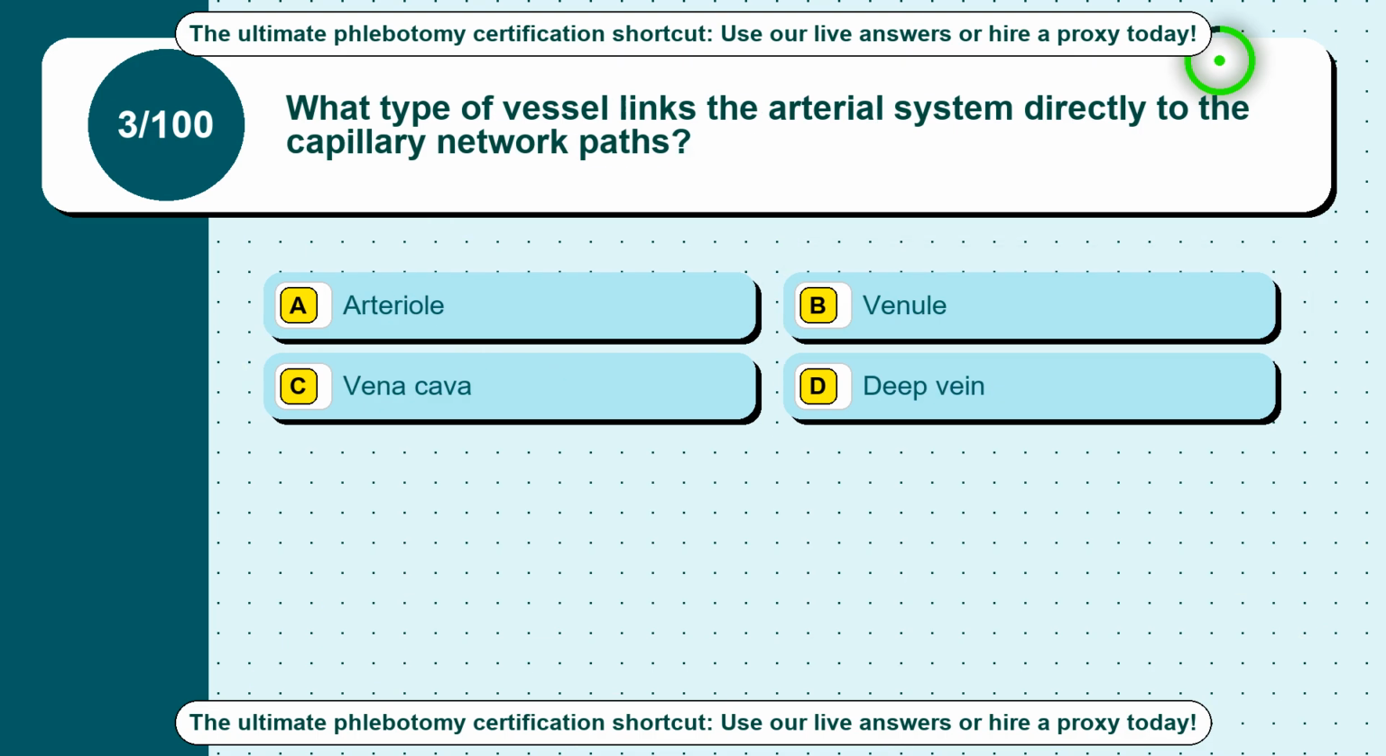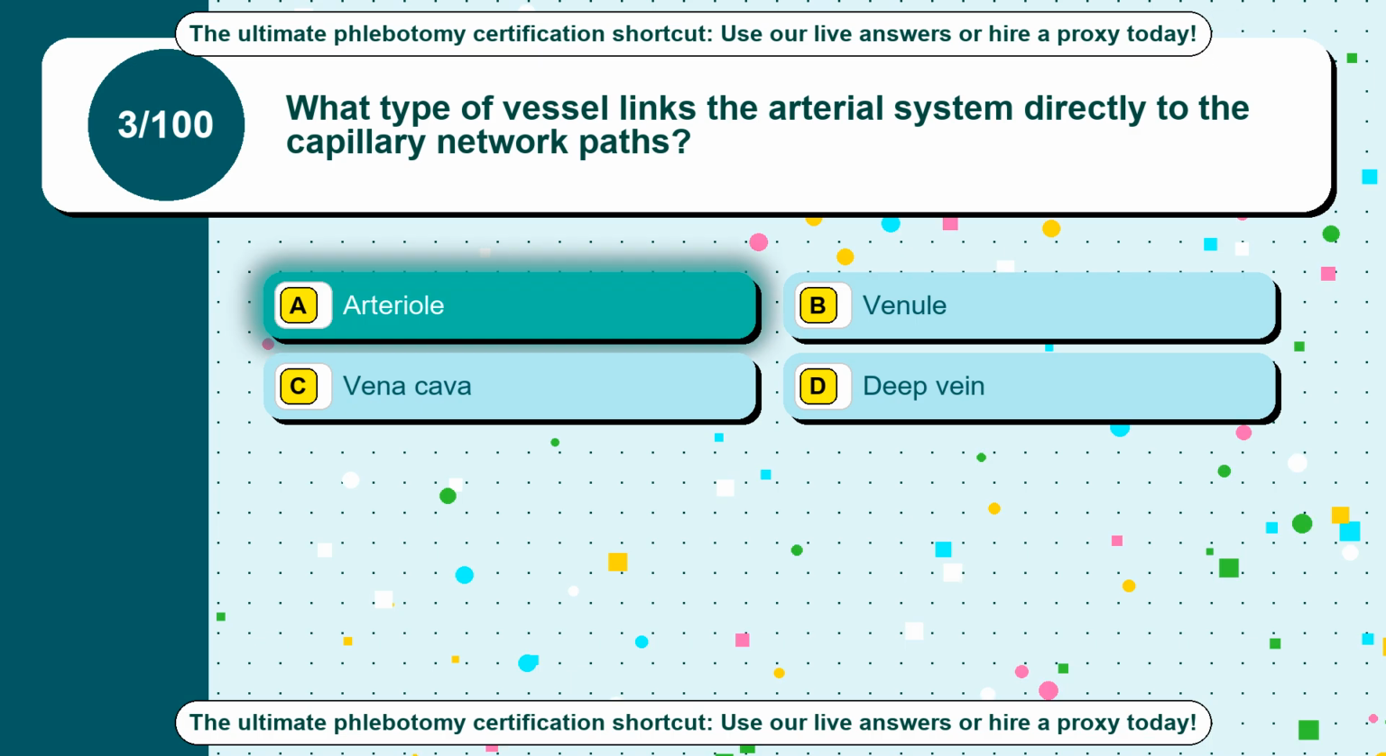Question 3. What type of vessel links the arterial system directly to the capillary network paths? Option A. Arteriole. Option B. Venule. Option C. Vena cava. Option D. Deep vein. The correct answer is option A.